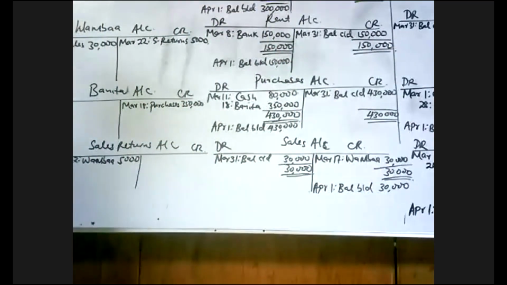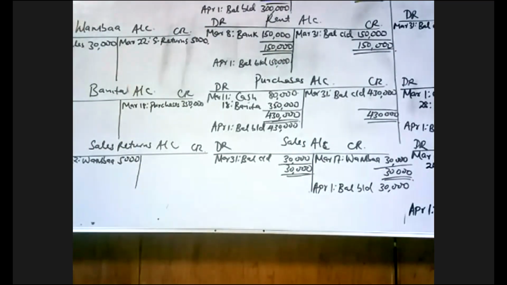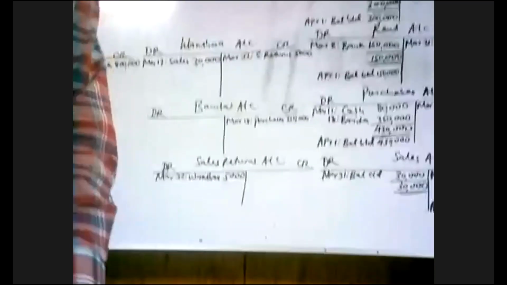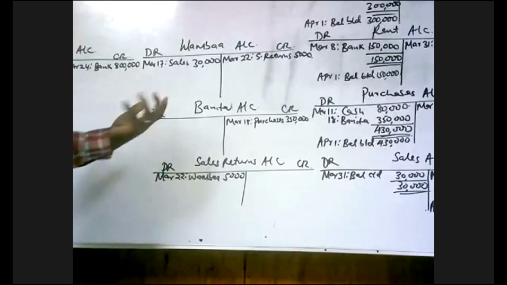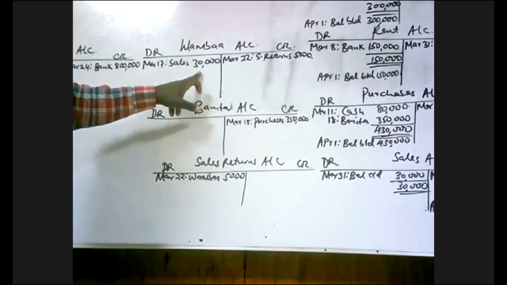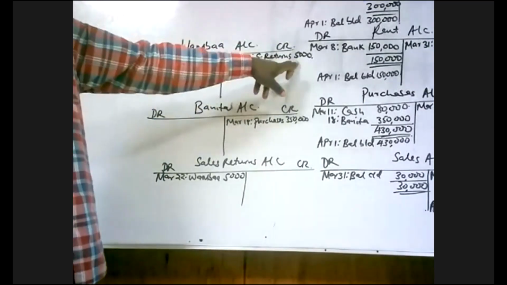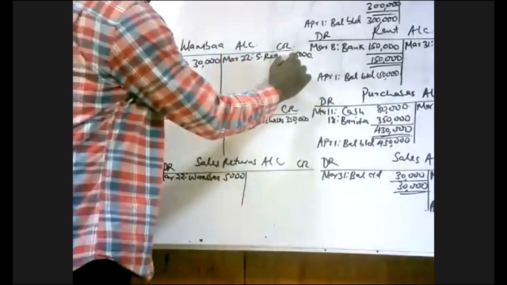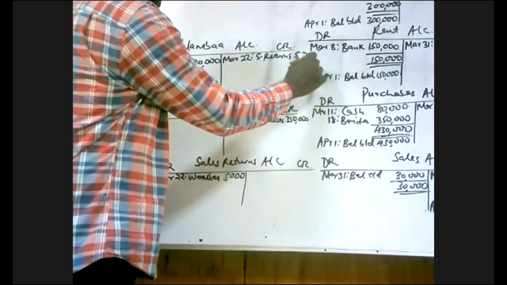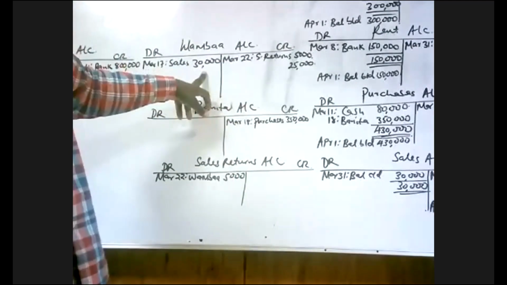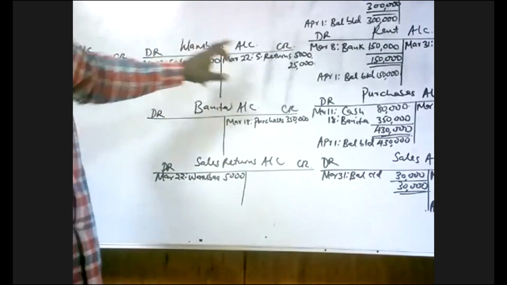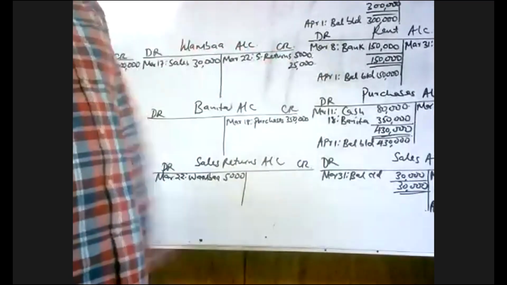For which account? Yes. Then I will just progress to Wamba account. Wamba account, the debit is 30,000, the credit is 5,000. So here we miss 25,000 so that it can balance. And actually that is what we are demanding from Wamba. Remember we had sold goods worth 30,000 to the person. The person returned 5,000, so we deduct.